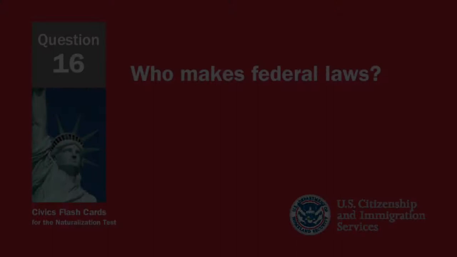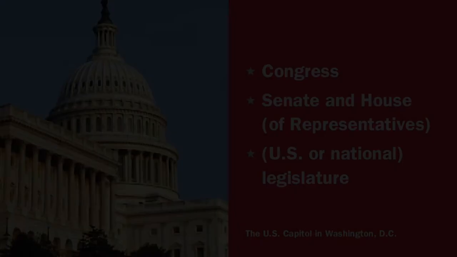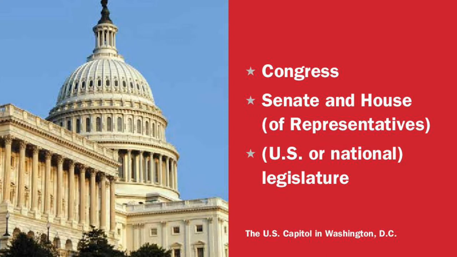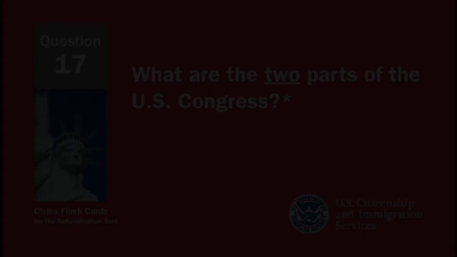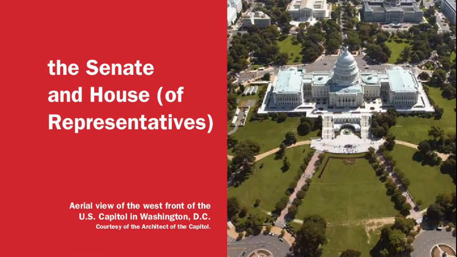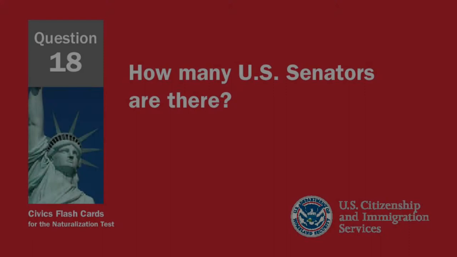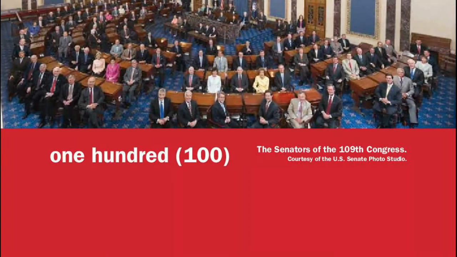Who makes federal laws? Congress. Senate and House of Representatives. U.S. or national legislature. What are the two parts of the U.S. Congress? The Senate and House of Representatives. How many U.S. senators are there? 100.